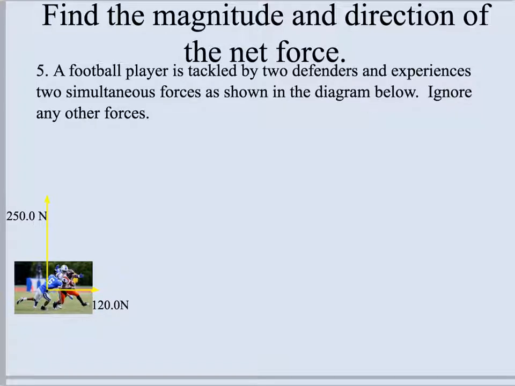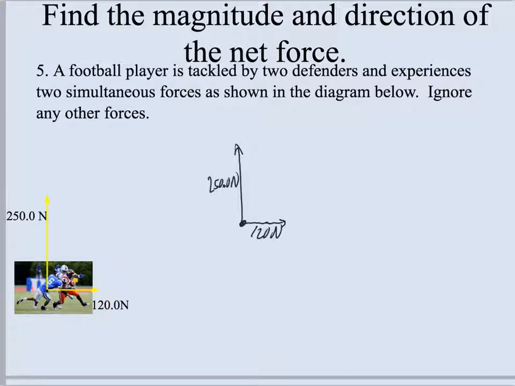All right, it says find the magnitude and direction of the net force. It says a football player is tackled by two defenders and experiences two simultaneous forces as shown in the diagram below. Ignore any other forces. So we have a force of 250 newtons being applied one direction. We have a force of 120 newtons being applied in another direction to the right. And we're supposed to determine the overall position of the net force.